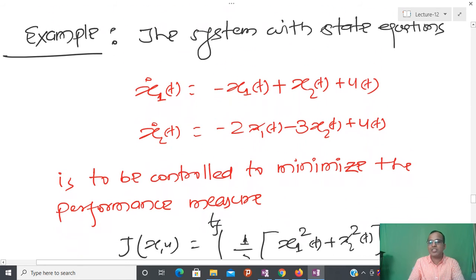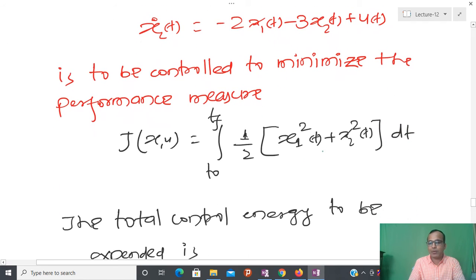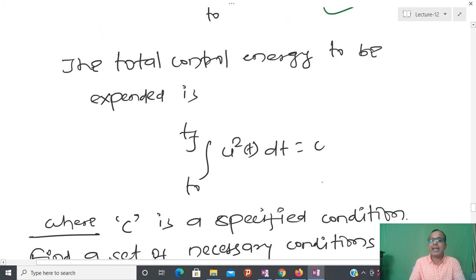I have a second order system and I have just a single control input, and after that I have to minimize this kind of performance measure. Here I am assuming the performance measure is only in the form of the state, and after that the total energy, between T0 to Tf.